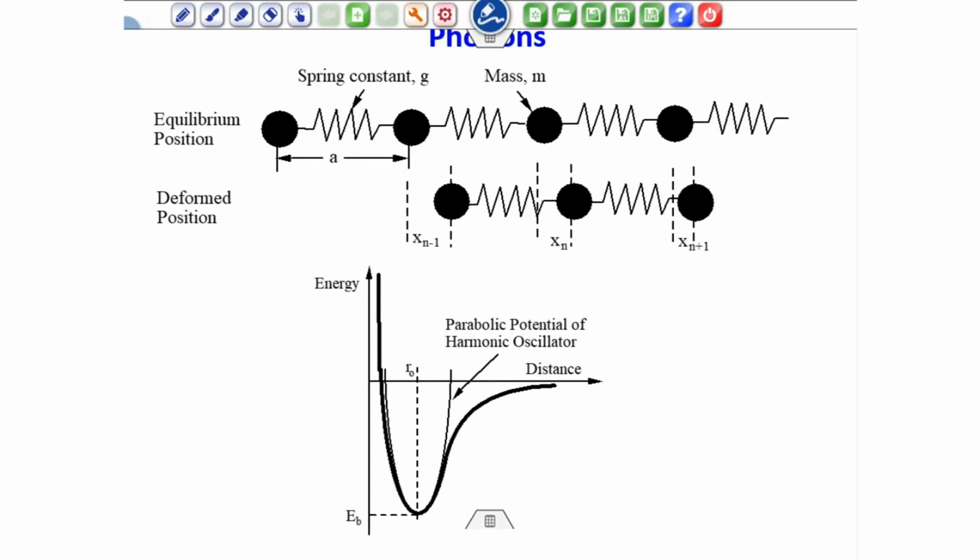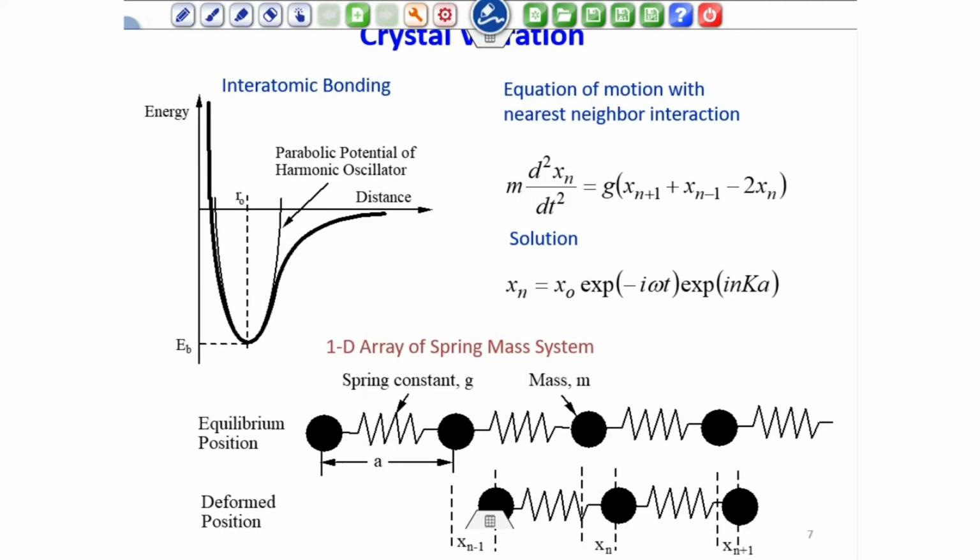This is shown here. Suppose you have a chain of atoms 1, 2, 3, 4, connected by springs. Now if the n minus 1 atom moves a small distance from its equilibrium position, what will happen? The spring will get pushed or pulled, and this can lead to a traveling wave. That's what we are talking about, phonons.